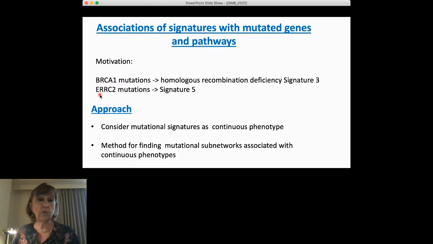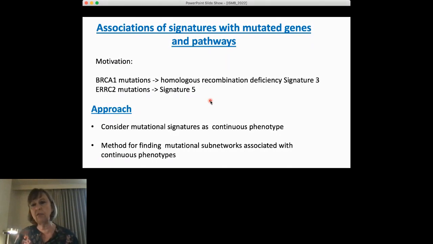There was also observed that mutation in the ERCC2 gene, which is one of the genes of the nerve pathway, leads to signature 5. So with that, we will expect that there are mutations, some of the driver mutations, especially if those driver mutations are hitting DNA repair pathways, those are likely to be also somehow associated with specific signatures. So, linking back to network-based approaches, we ask the question whether some signatures are associated with some mutated subnetwork in cancer.